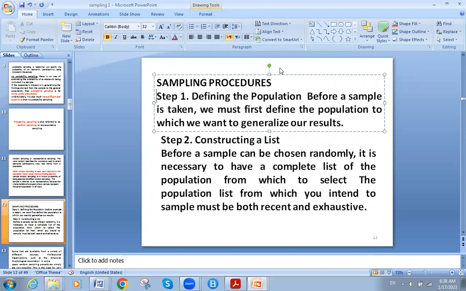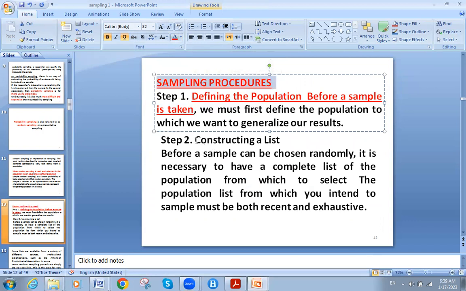Sampling procedures. The first step is defining the population before the sample is taken. Before I take the sample, I have to define the population. Okay, guys? So here, sampling procedures. First thing is that I define the population.